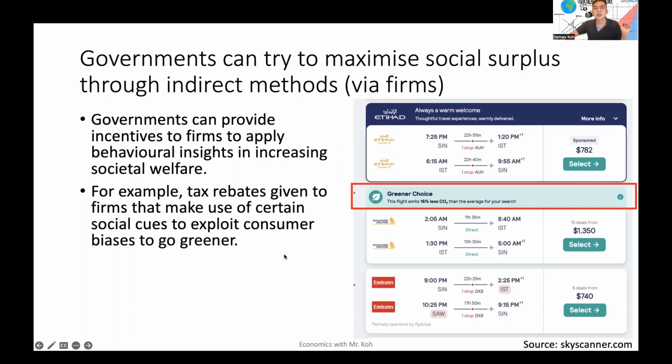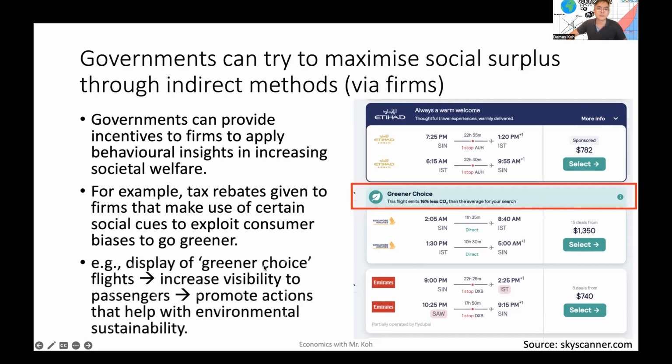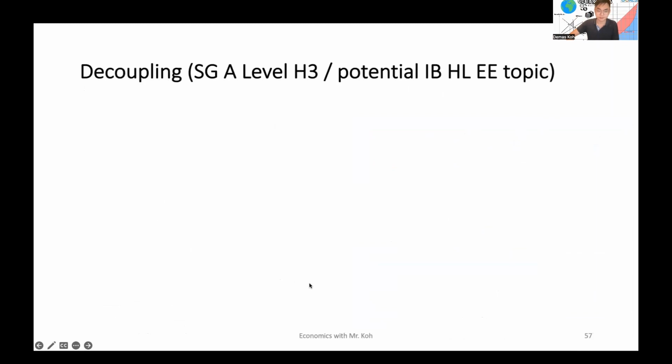So as you can see, there is the greener choice label that is tagged to the particular flights. And the display of the greener choice would then increase the visibility to passengers. So, availability bias as well as the salience bias, because it really jumps out at you, that green patch over there. It promotes actions that help with environmental sustainability. Right.